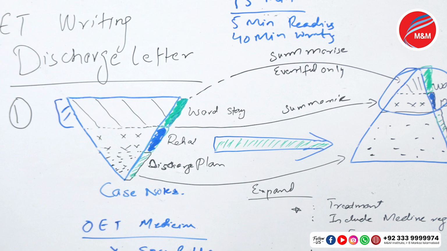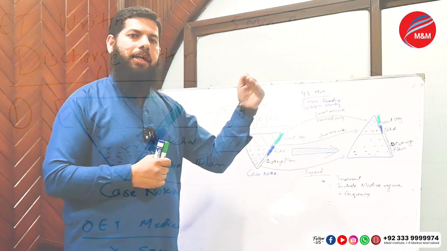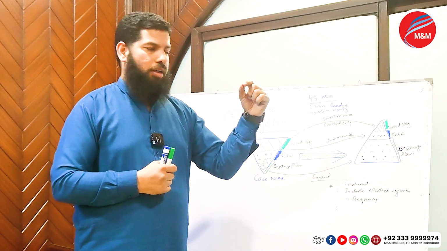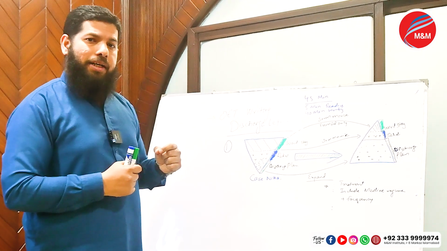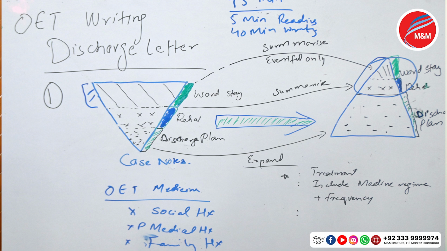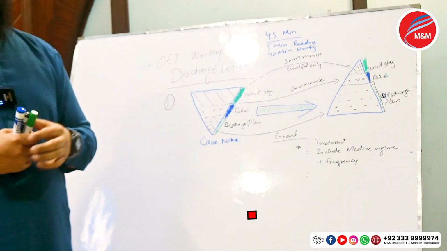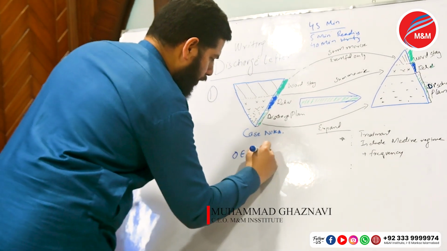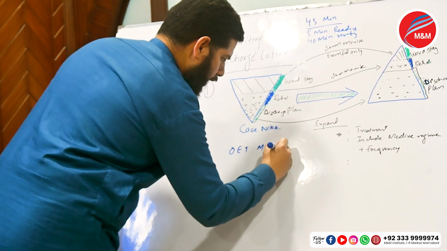What we mean by conventional category: when a doctor is writing to a doctor, or a nurse is writing this letter to a nurse. For OET medicine, normally a specialist or a consultant is writing back this letter to the primary care physician. So normally in OET writing medicine, a consultant is writing back to the primary care physician. So in this case, if it is an OET medicine letter, right?